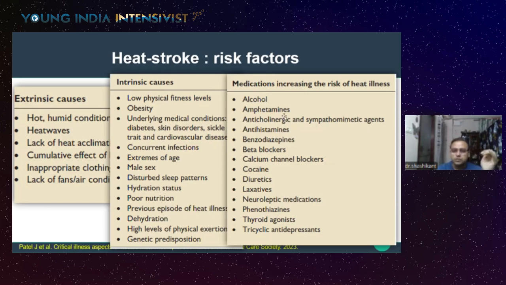There are a lot of drugs which can actually predispose an individual to heat illness. So we can see here a lot of drugs that include alcohol, sympathomimetic drugs, anticholinergics. We have CCBs, beta blockers, diuretics. So all these drugs act directly or indirectly by impairing the heat dissipating mechanism and put the individual at risk of developing heat illness.